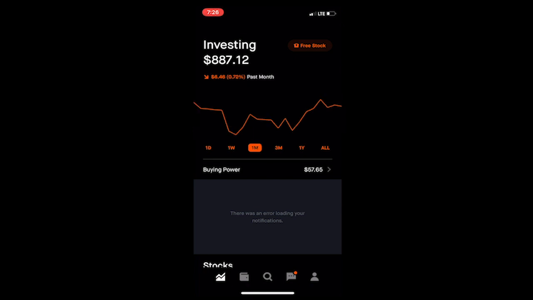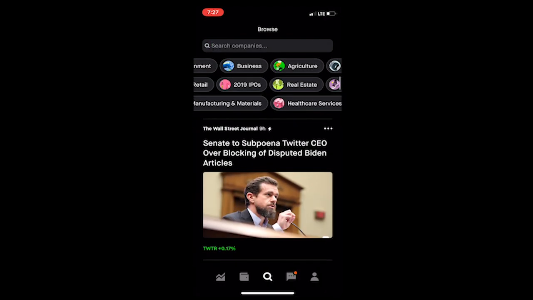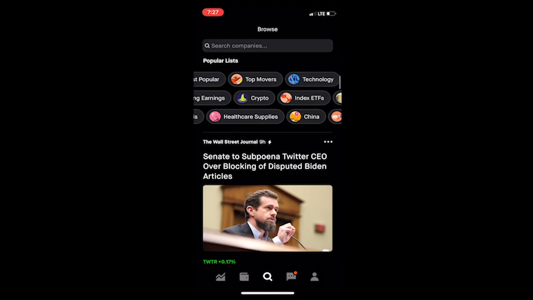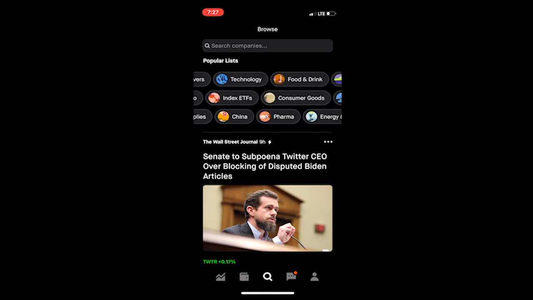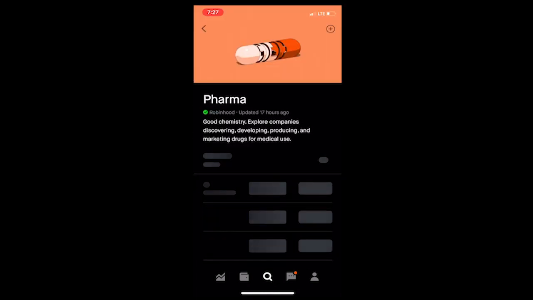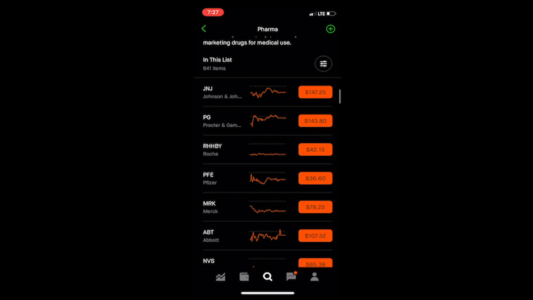Another thing to note is how Robinhood groups each stock. So here you can see a list of categories for types of stocks. If you wanted to invest in a specific category of stocks, such as the ones listed, you can look through these lists and see the types of stocks in these categories. So let's click on, say, pharmaceutical. And now you should be able to see the types of stocks in that category.